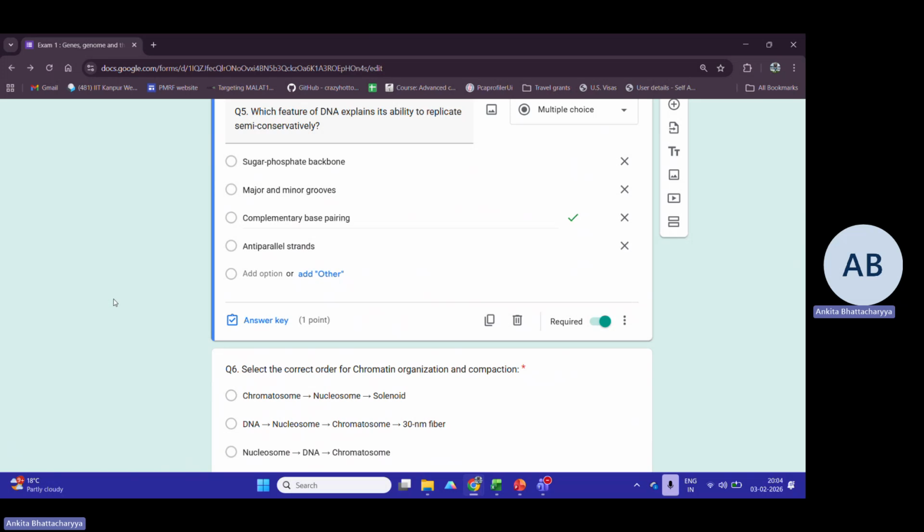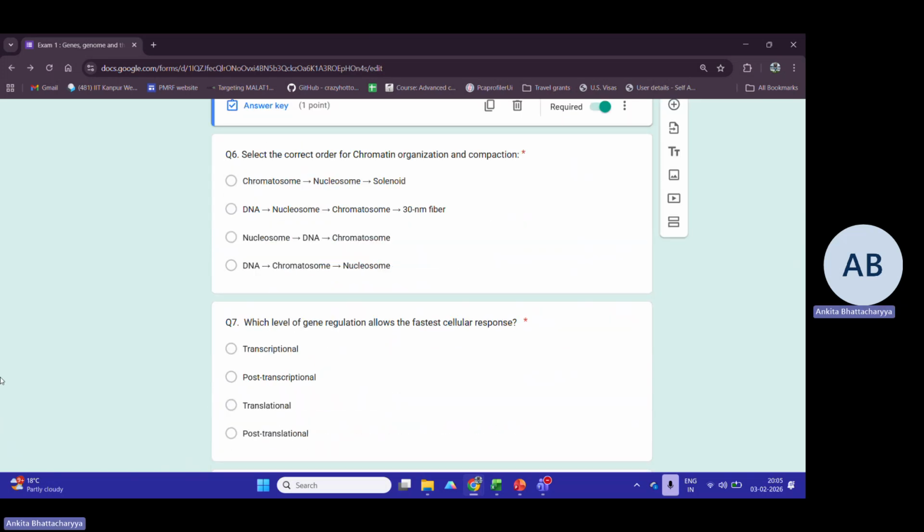If there was no complementarity, then what would be the problem? Then you would not know which part of one strand actually was base pairing with which part of the other strand, and therefore the sanctity or the correctness of the sequence would have been completely lost, and therefore complementary base pairing is instrumental for this purpose.